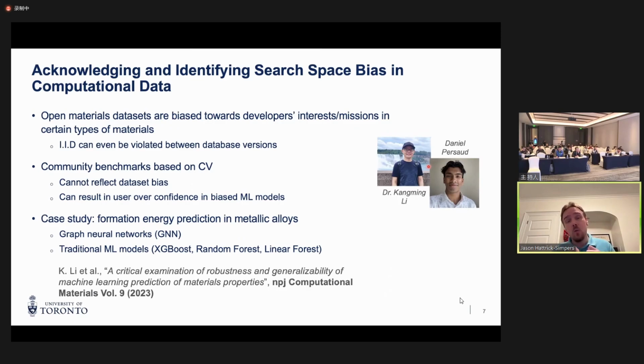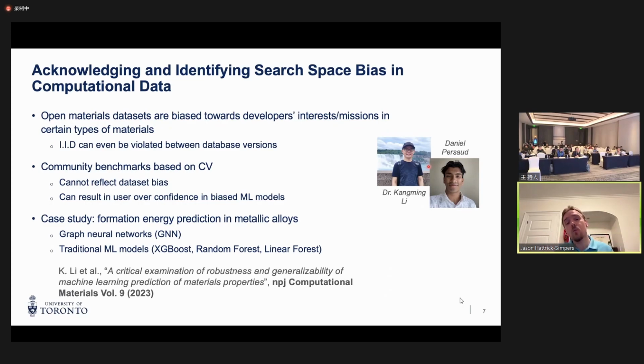And it is possible that the fundamental underpinning of all of the statistical learning models that we use, IID, independent and identically distributed, could be violated even between versions of the same data set. We all use cross-validation in our AI ML work to give us a sense of the generalizability of our model, but that doesn't reflect the bias. And if the distribution changes, your predictions go bad quickly, right? They promote overconfidence.